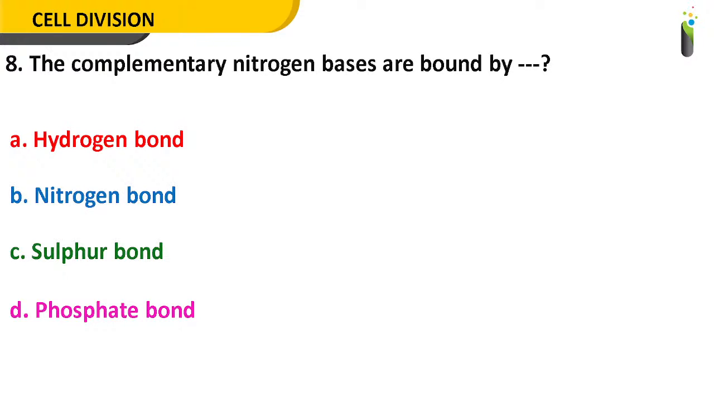Well, the perfect answer here is A, hydrogen bond. Friends, you're likely to be confused here. There are many students who would say it is nitrogen bond just because the question says complementary nitrogen bases. So many of the students are likely to go wrong here and answer that it is bound by a nitrogen bond, but it is hydrogen bond. Please remember, adenine always binds with thymine by means of two weak hydrogen bonds, and cytosine always binds with guanine by three weak hydrogen bonds.